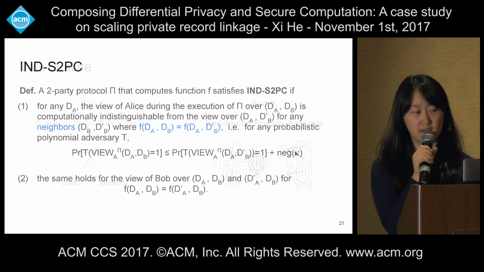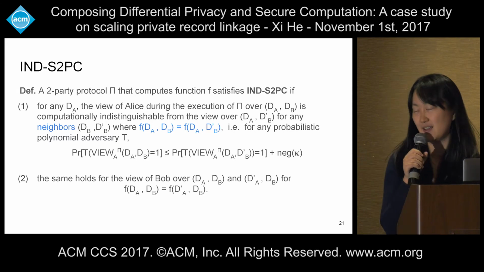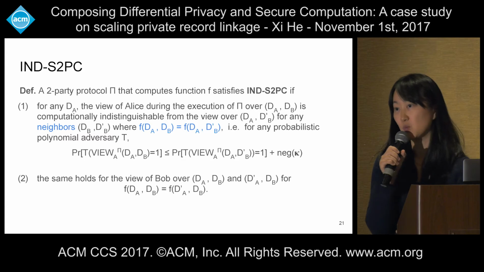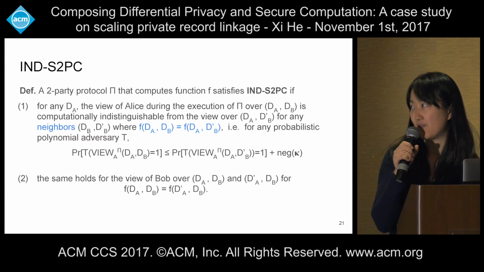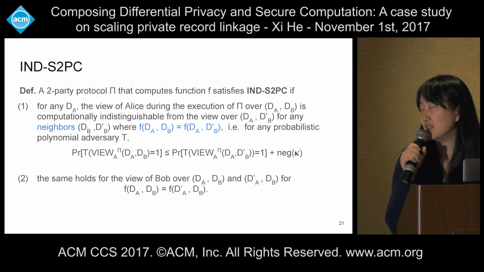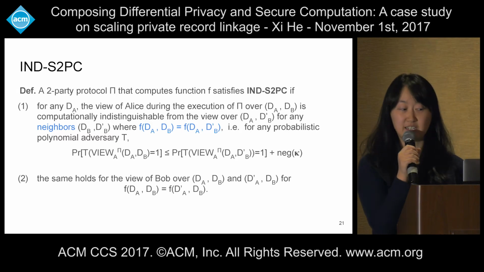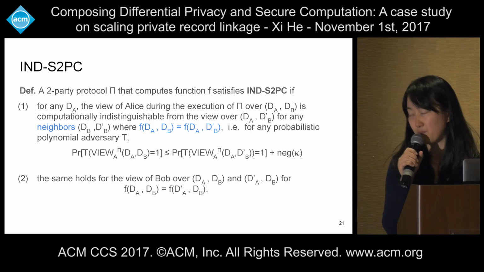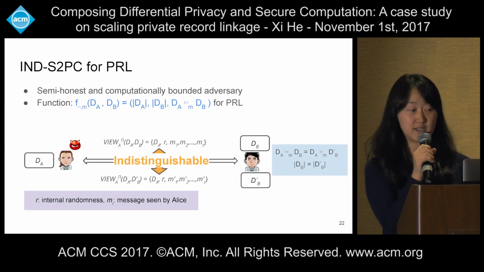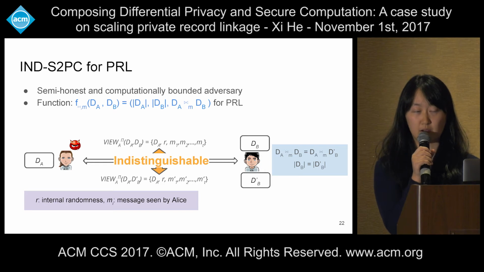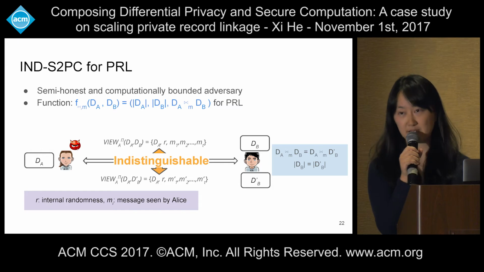Okay. So firstly, let's take a look at what S2PC is for this case. So this is a formal definition, but I just want you to focus on the neighbors here, which correspond to, for any DA, we say DB and DB prime are neighbors if the function output f(DA, DB) equals f(DA, DB prime). In the application of PRL, this function corresponds to the input data size of each party and the matching pairs between DA and DB based on the matching rule N.